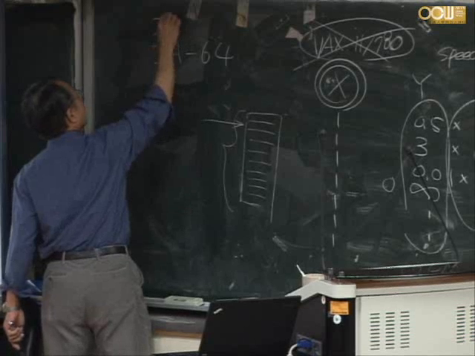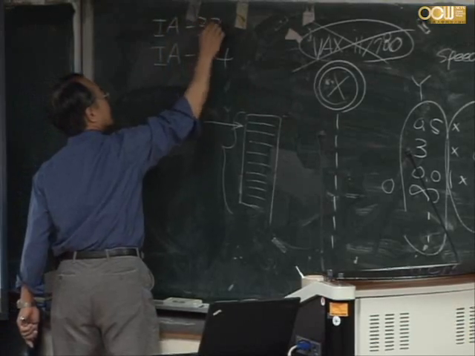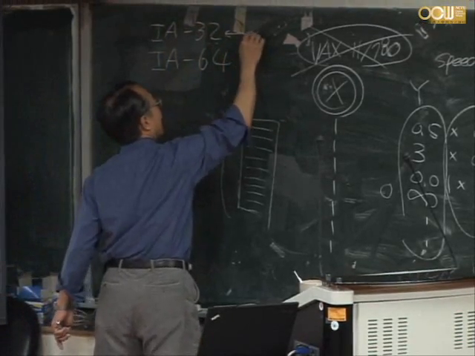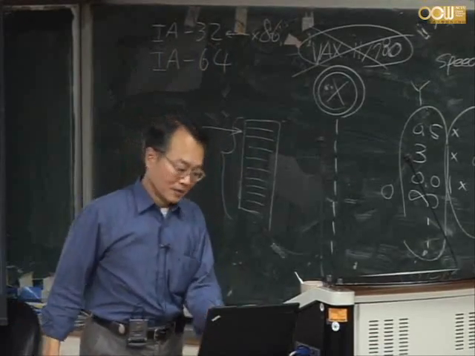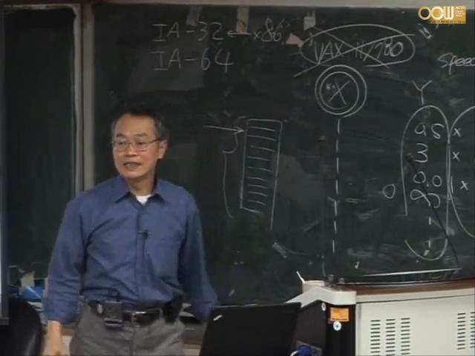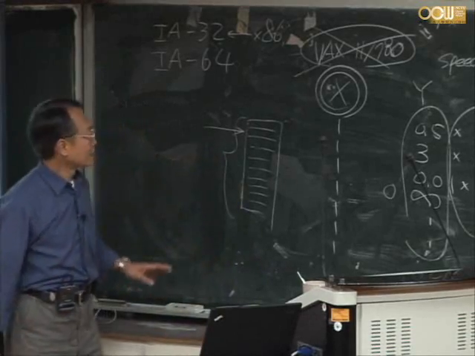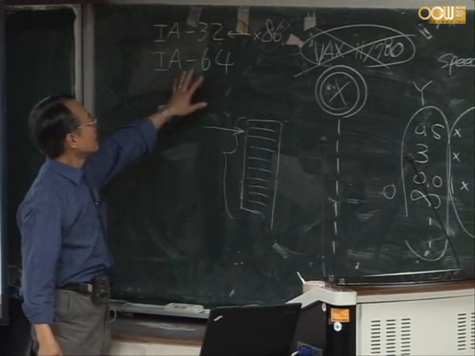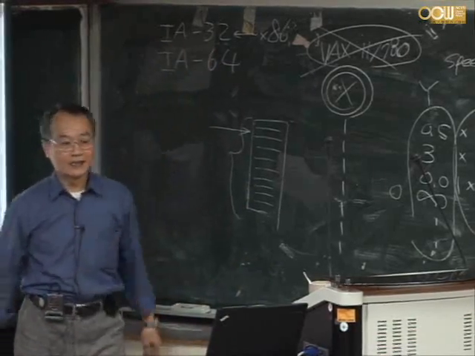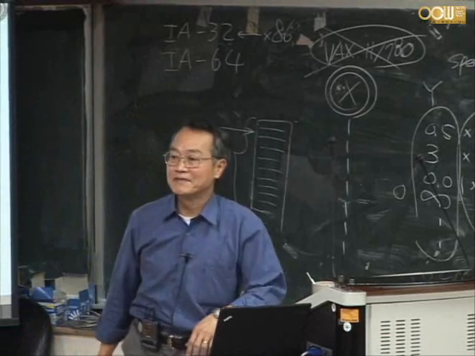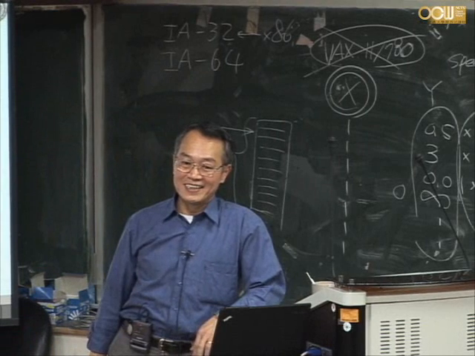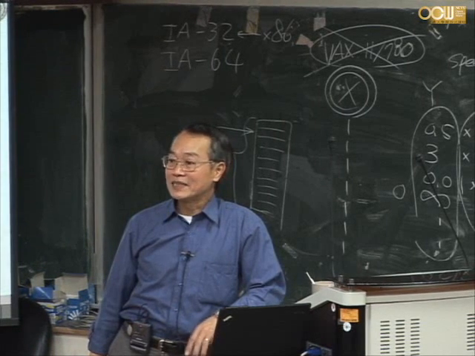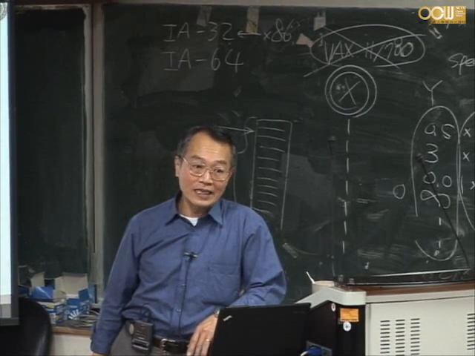You know IA32? This is the x86 architecture. But later on, in 1990-something, people began to think that 32 bits is not enough. We need more bits. So the next thing to go to is 64 bits, right?